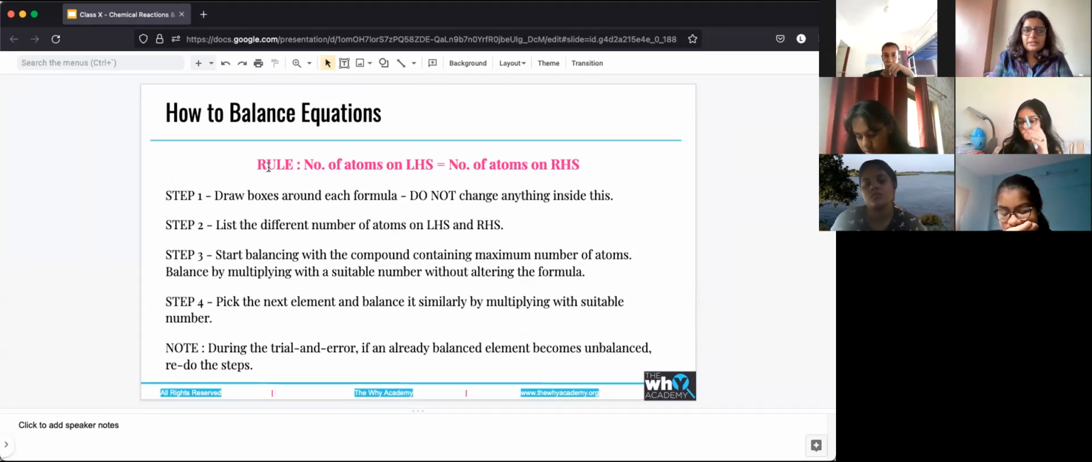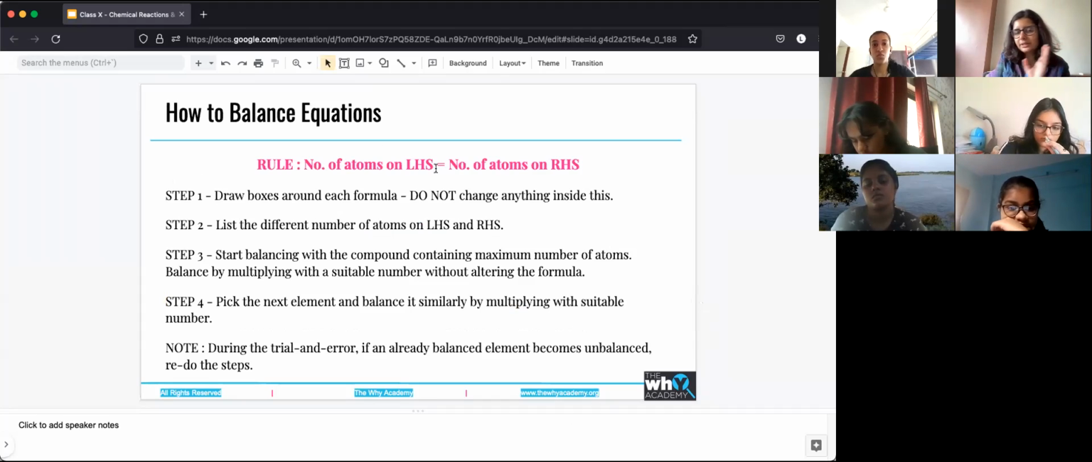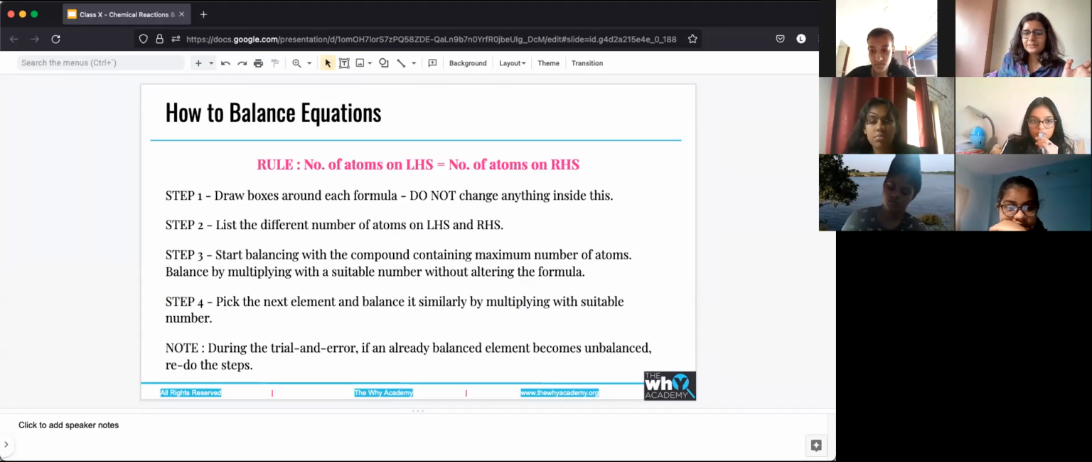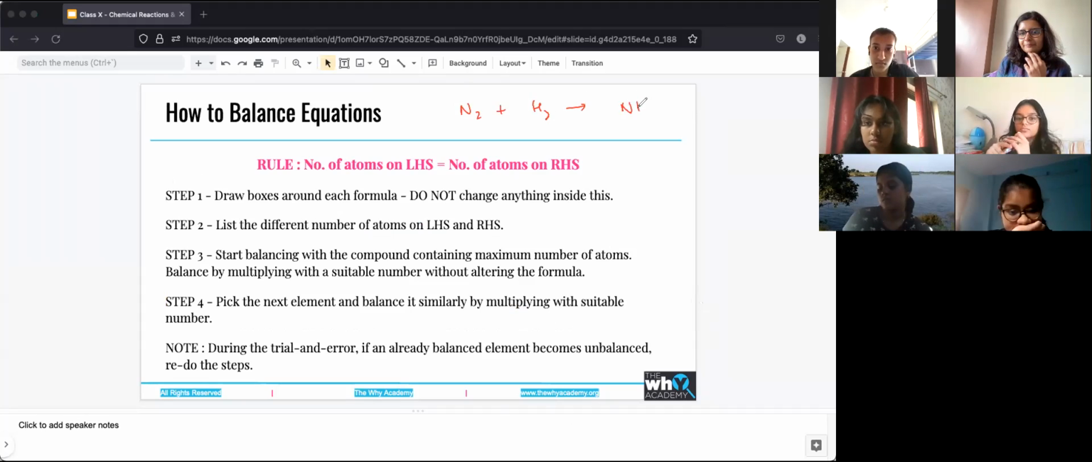The rule is whatever elemental atoms you have on the LHS, the total number should be equal to the number of atoms on the RHS. Like if I take the same example, N2 plus H2 gives NH3. Nitrogen, how many atoms in total on the LHS?